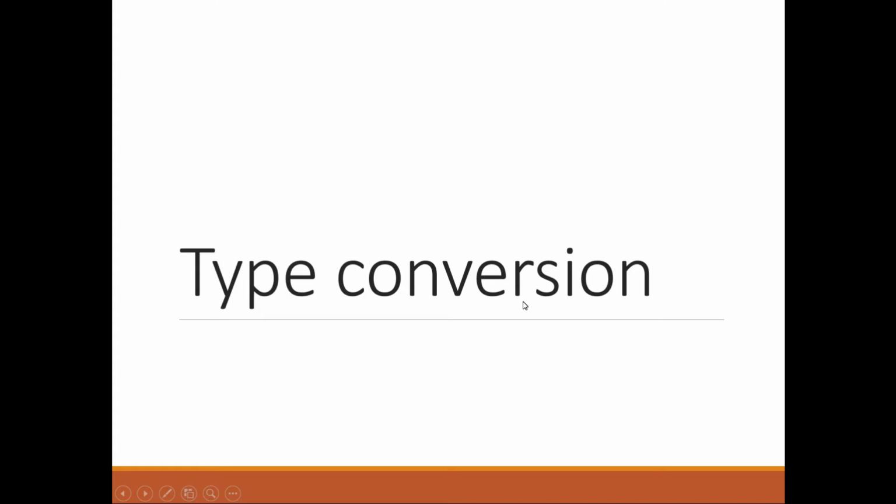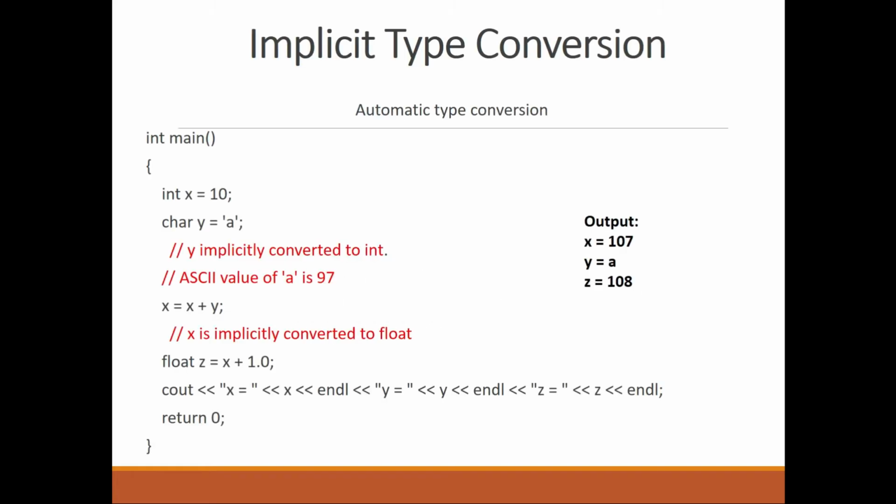Now coming to type conversion. Is it actually possible? Yes, it is possible. You have two different types. One you call implicit type conversion. You would have heard of implicit obedience. A student implicitly obeys the staff or the teacher. That you call implicit obedience.